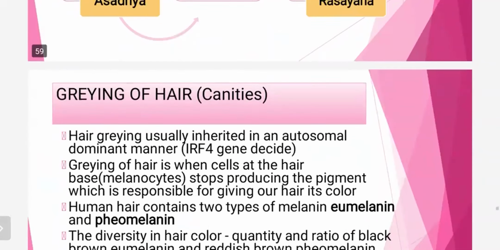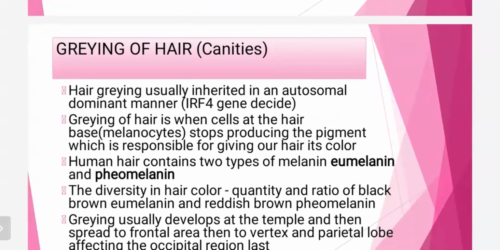So when we go through the modern part, it is canitis. Canitis is the graying of hairs. Graying of hairs is mainly genetically determined. If the patient has a strong genetic factor, then it is very difficult to treat. The hair graying is usually inherited in an autosomal dominant manner. Graying of hairs occurs when cells at the hair base, that means melanocytes, stop producing the pigment which is responsible for giving the hair its color.